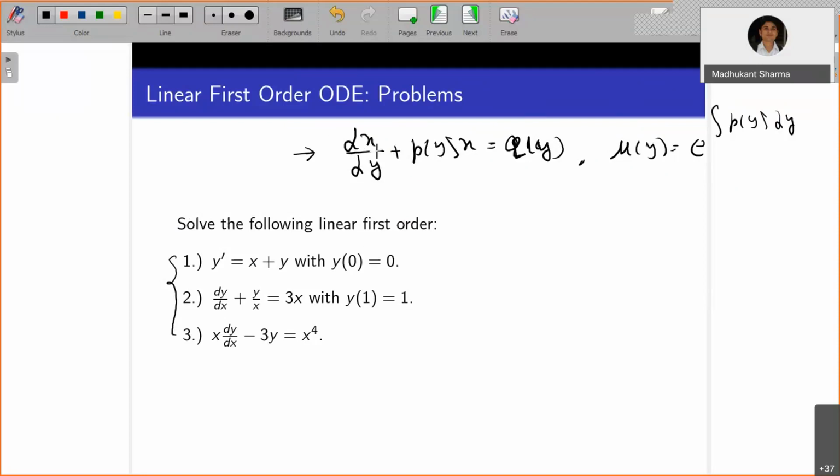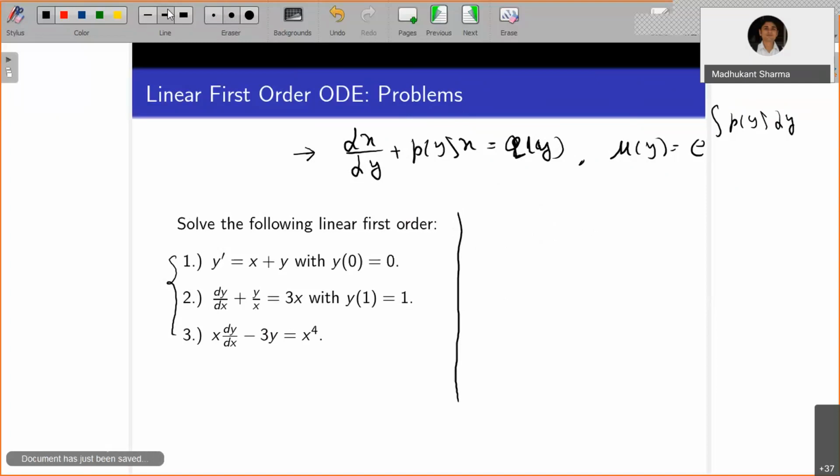Only change the role of x and y, and you will get the solution. So that part you can complete it. Let me take any problem here. Let's take the second problem. I'm just going to solve the second problem, or I will take the first, third. I'm taking the third problem. Why it is so, I will let you know.